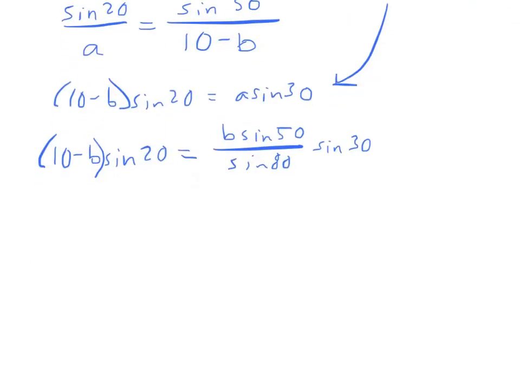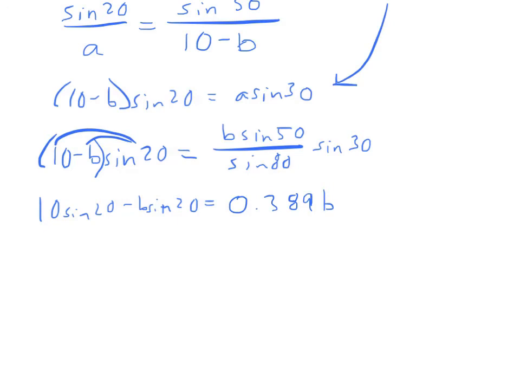Okay, so I'm going to distribute this sine 20 through this. I'm going to end up with 10 sine 20 minus b sine 20. And the right side of this is really just a giant calculator mess. I should be able to multiply sine 50 and sine 30 together and then divide by sine 80. So when I did all of that, I ended up here with 0.389b. And then on the other side, I can work through this a little bit more as well.